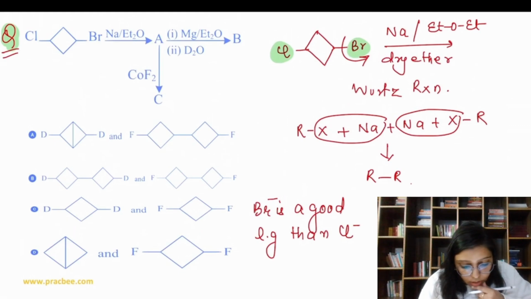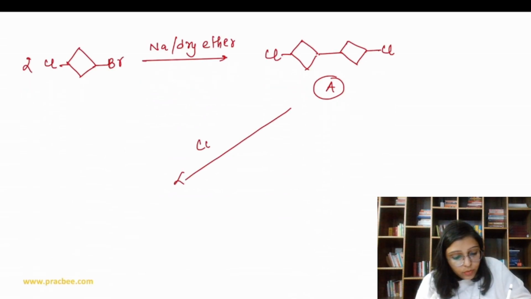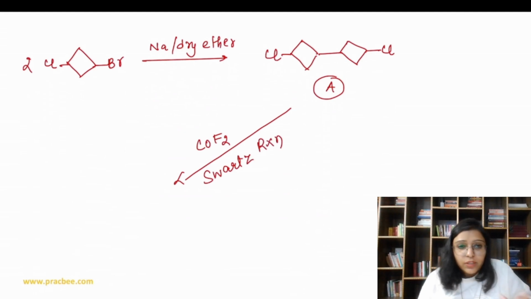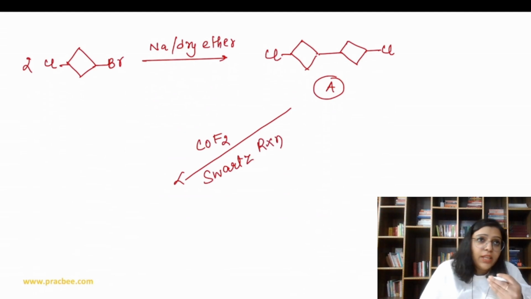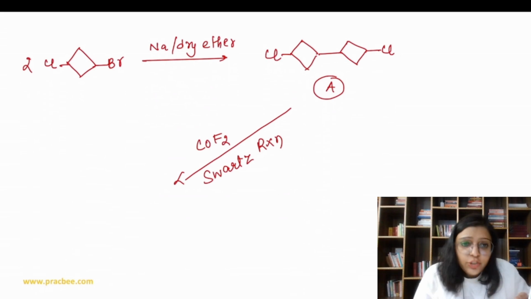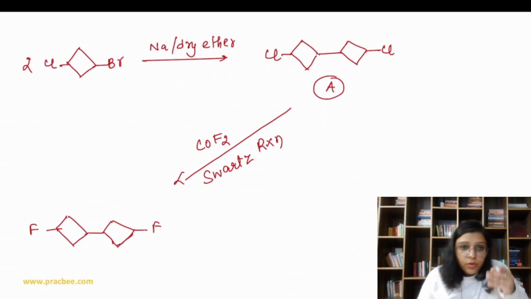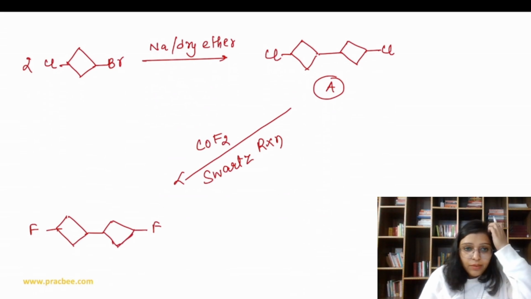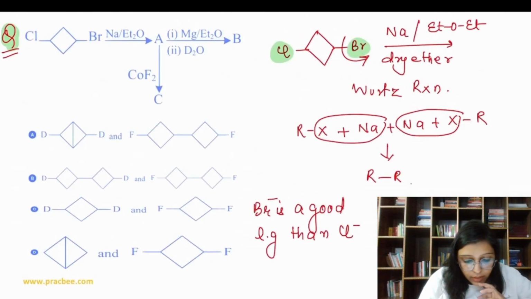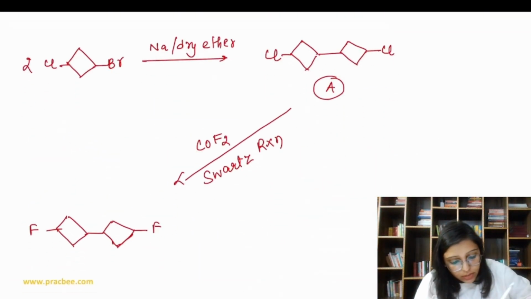Now then we have to find out COF2. So COF2, this is the Swarts reaction. By the Swarts reaction, we can have COF2, or even Hg2F2, right? So that is going to be the Swarts reaction. So in place of chlorine, I am going to put fluorine. We get fluoro, basically alkyl fluoride, from the Swarts one. So we get this one as the answer. Okay, so that is C.